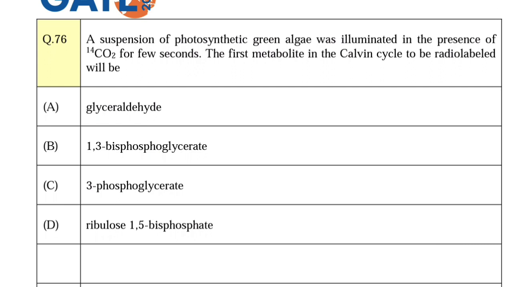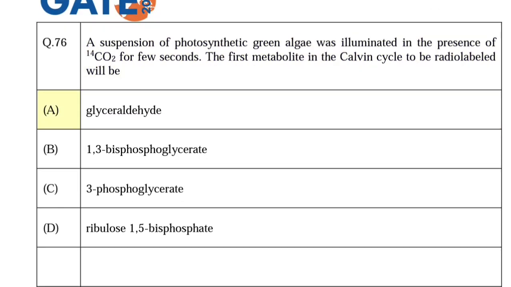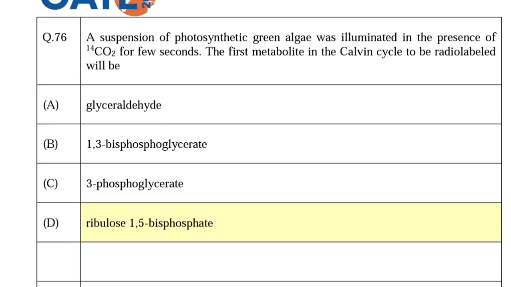Q.76. A suspension of photosynthetic green algae was illuminated in the presence of 14CO2 for a few seconds. The first metabolite in the Calvin cycle to be radiolabeled will be A. Glyceraldehyde, B. 1,3-bisphosphoglycerate, C. 3-phosphoglycerate, D. Ribulose 1,5-bisphosphate.